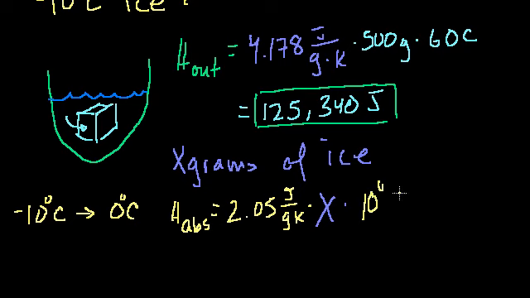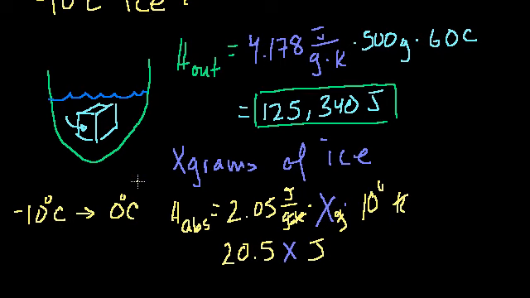I could write Kelvin here, just because when I wrote the specific heat units, I have a Kelvin in the denominator. It could have been a Celsius, but just to make them cancel out. This is, of course, X grams, so the grams cancel out. So the heat absorbed to go from minus 10 degree ice to 0 degree ice is 2.05 times 10, which is 20.5, so it's 20.5 times X joules. This is to go from minus 10 degrees to 0 degrees.